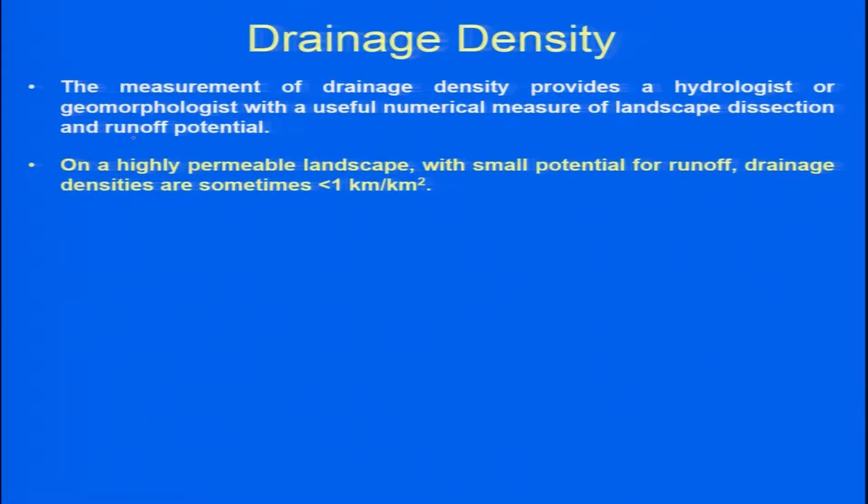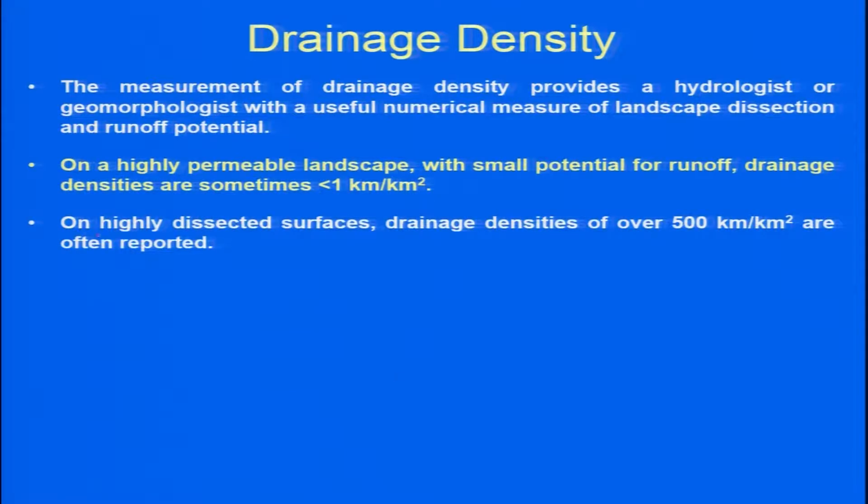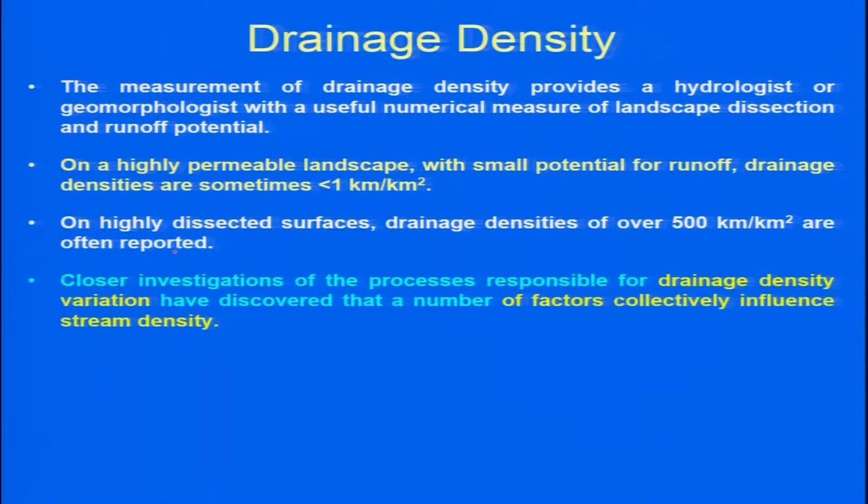So in floods this also plays an important role, but this will be governed by the geology or lithology of the area. On a highly permeable landscape, the potential of runoff will be very low because it is permeable, so the percolation will be very fast. The drainage densities are sometimes less than 1 kilometer per kilometer squared. On highly dissected surfaces, drainage densities of over 500 kilometers per kilometer squared are often reported. So you will have higher values there.